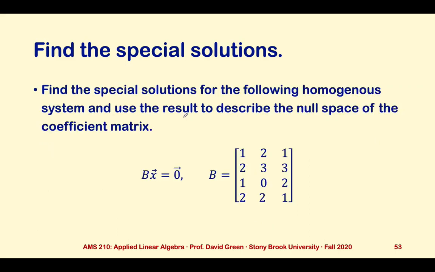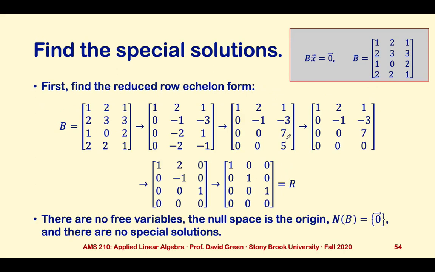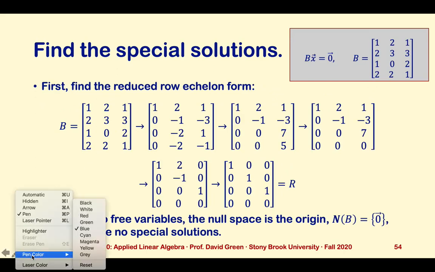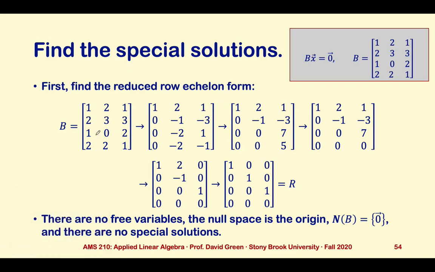Okay, now let's consider another case, in this case a 4 by 3 coefficient matrix. I recommend you pause your video, work through the solution if you haven't already done so, and then continue on. Once again, we begin by finding the reduced row echelon form of this coefficient matrix. Start at the upper left, use this as a pivot to eliminate downwards.